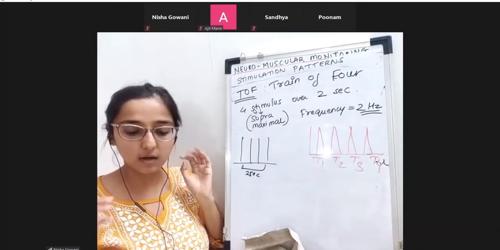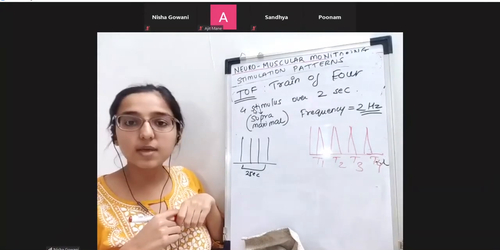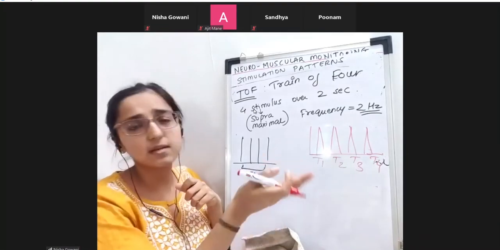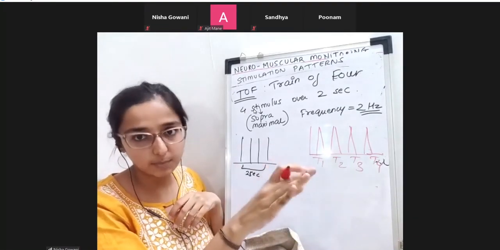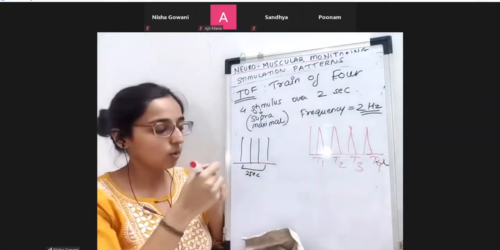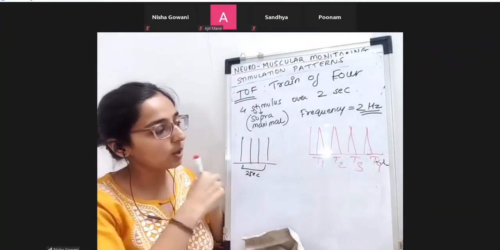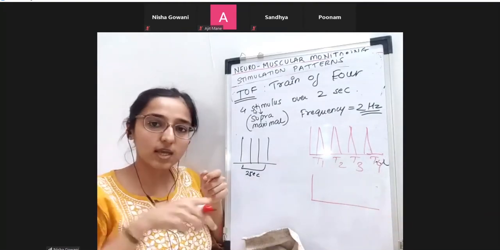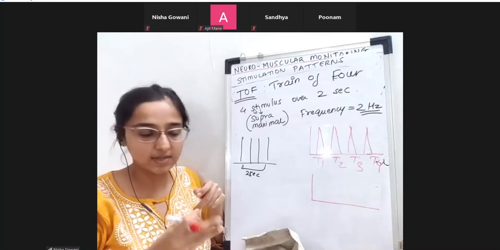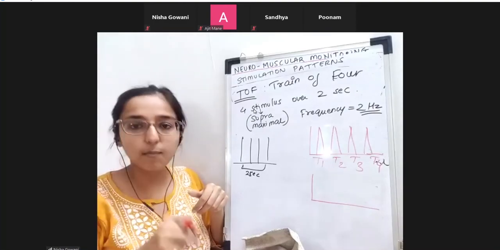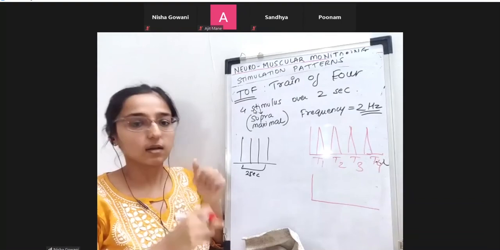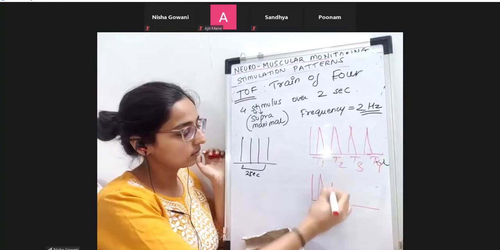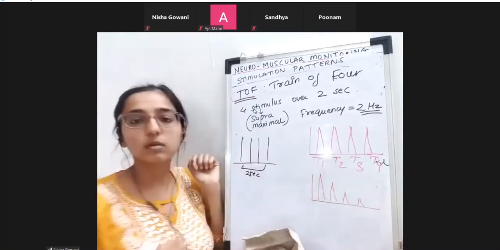Now I am giving a relaxant. Suppose I am giving a non-depolarizing relaxant, suppose atracurium or mivacurium. So what will happen? I just gave the drug. Hardly any time has passed, 30 seconds or so. And I have pressed the button again. So again, 1, 2, 3, 4 current went. I will get a contraction. 1, 2, 3, 4.